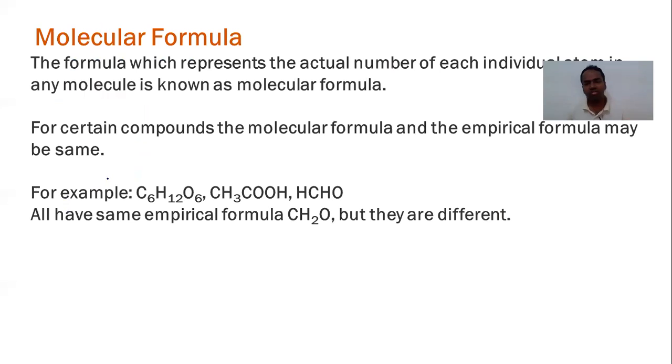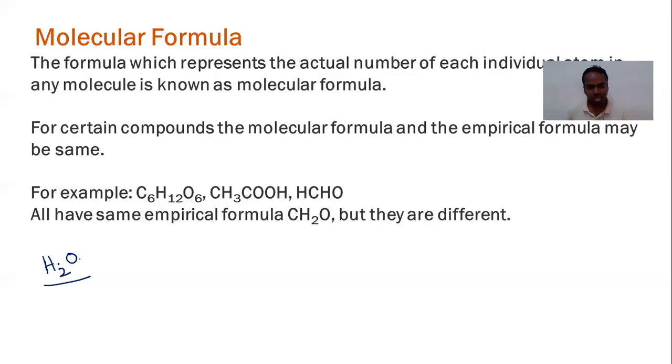So what are the chemical formulas used in chemistry? Those are called molecular formulas. For example, H2O, the well-known compound. The molecular formula of water is H2O. So this is a molecular formula. Molecular formula is nothing but the chemical formula which is used in chemistry.